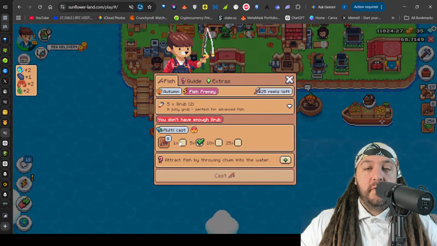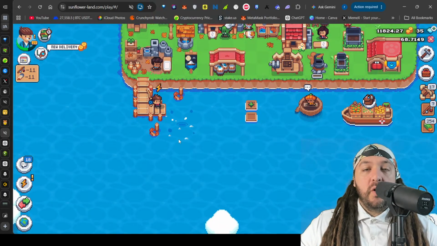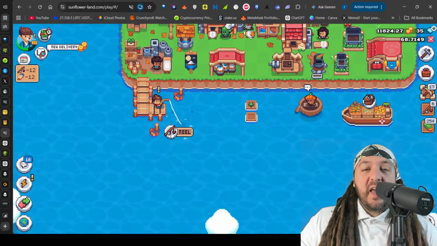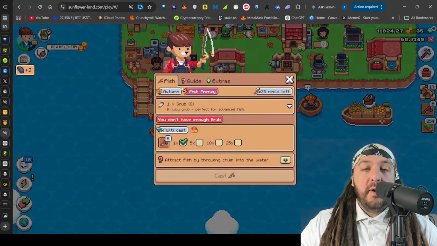Oh, I'm out of grubs. Alright, we'll do another 2 with the grubs, and we'll switch to the earthworms. Now, everything in this game is an NFT, which is pretty dope. And they have a marketplace where you can sell everything.